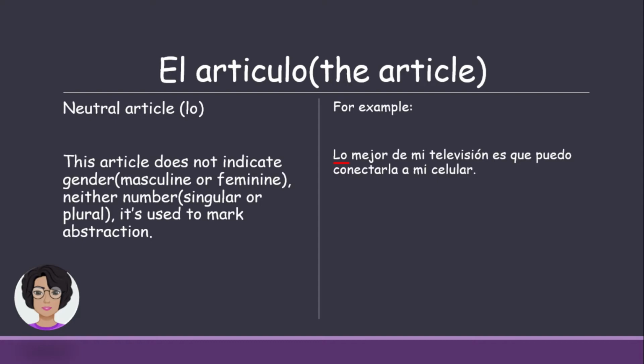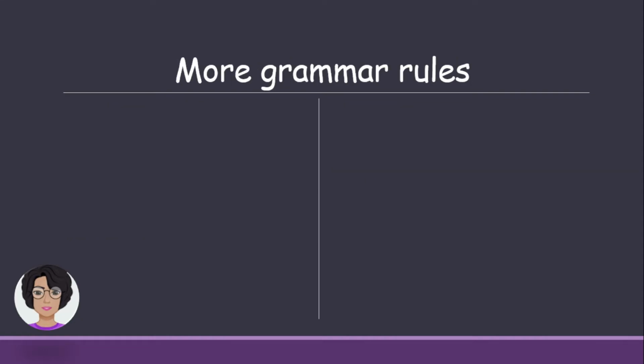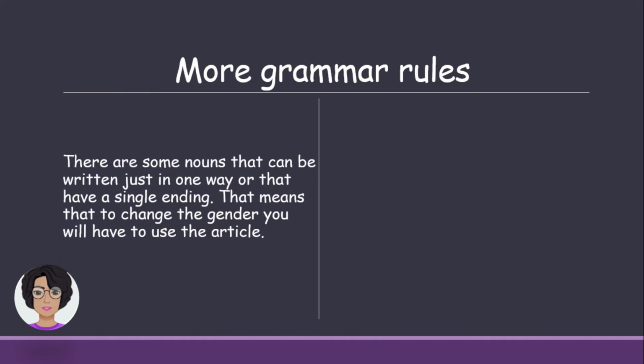If you notice, lo is before an adjective, mejor, and it does not indicate if the word television is masculine or feminine. It does not indicate neither if you're talking about more than one television or TV, or if you're talking about one television. Now that we finished with the article, I need to give you more information about the gender. So more grammar rules.